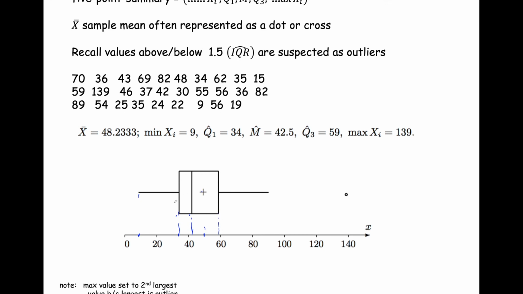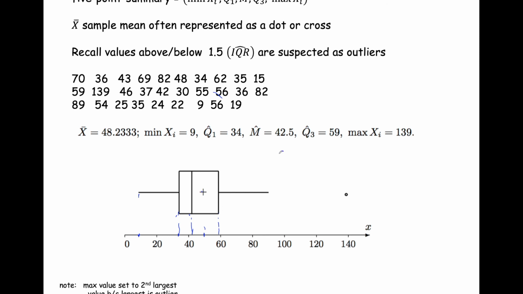And then the minimum we said was 9. The maximum is 139. But this 139, if you look at it, gosh, that's pretty far away from all the others. Let's check if it's an outlier. If you recall, we said values above and below 1.5 interquartile ranges are suspected as and tagged as outliers. So you take the IQR, which is the difference between Q3 and Q1.